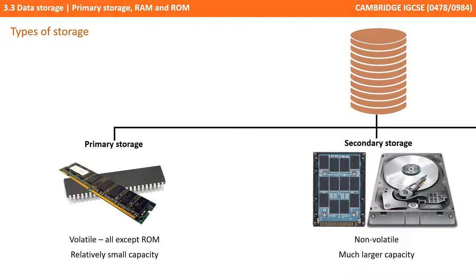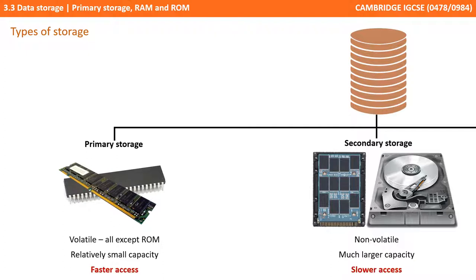All types of secondary storage are non-volatile, meaning that when we turn the power off, they're able to hold the data stored on them. As already mentioned, they also generally have a much greater storage capacity than primary devices. So given that RAM is volatile and has a relatively small capacity, whereas secondary storage is non-volatile and has a much larger capacity, you might ask, what is the point in primary storage at all?